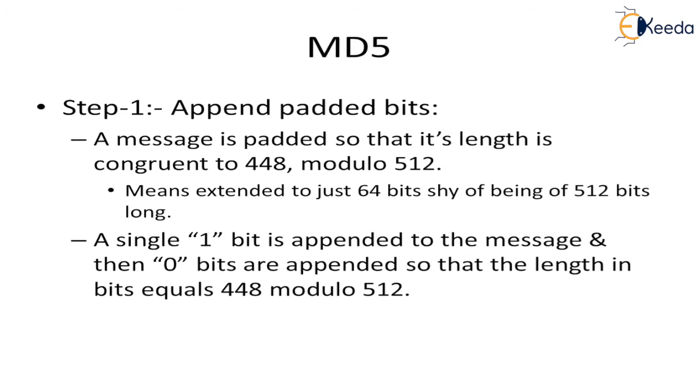The steps which have to be followed are: step 1, append the padded bits, that is, the message is padded so that its length is congruent to 448 modulo 512, meaning extend it to just 64 bits shy of being 512 bits long. Next, a single 1 bit is appended to the message, and then 0 bits are appended so that the length in bits equals 448 modulo 512.